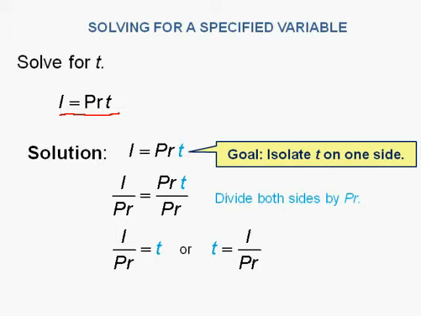If we want to isolate T, we have to get rid of what? The PR. And since all of this means multiply, we're going to divide both sides by P times R. So time in terms of those variables would be interest divided by principal times rate. Now, what a lot of instructors will never show you is there is a way to actually check and make sure your formula is right as well.